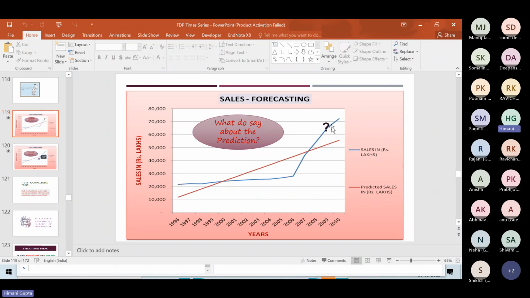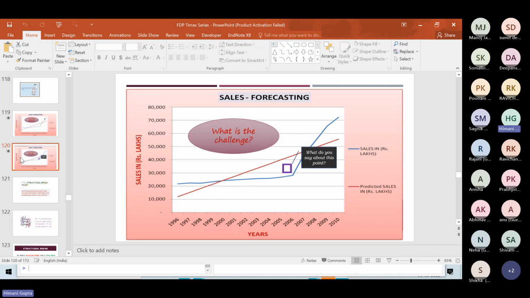See, I have taken the sales. These are the sales of one company. The sales of the company are increasing till 2006, and then it takes a steep increase from 2006 onwards. So you will see that there is a break over here. This is the point where the break started.